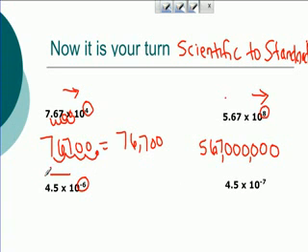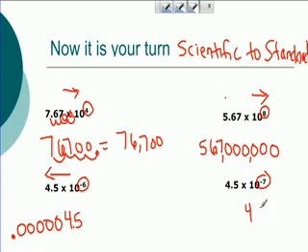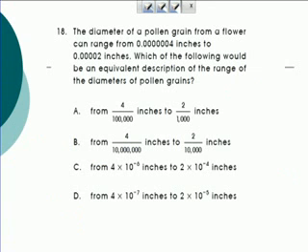This -6 means 6 to the left. So starts here and goes 1, 2, 3, 4, 5, 6. And this is saying -7. So 1, 2, 3, 4, 5, 6, 7. Hopefully that's helped you review how to change those into scientific and standard notation.